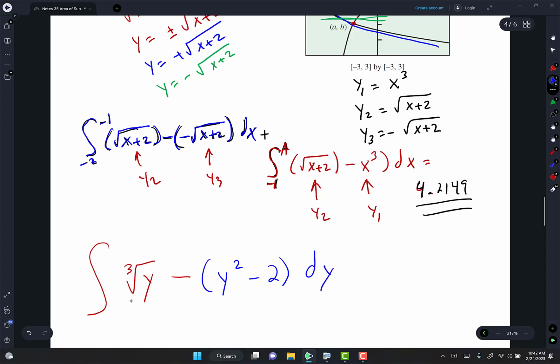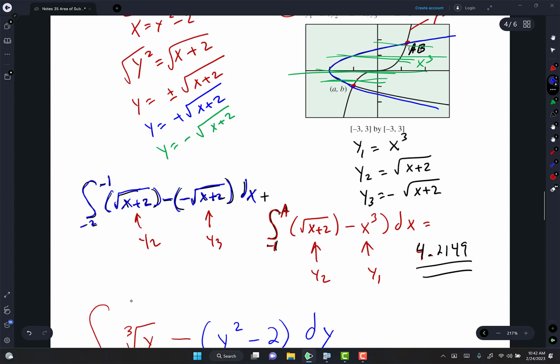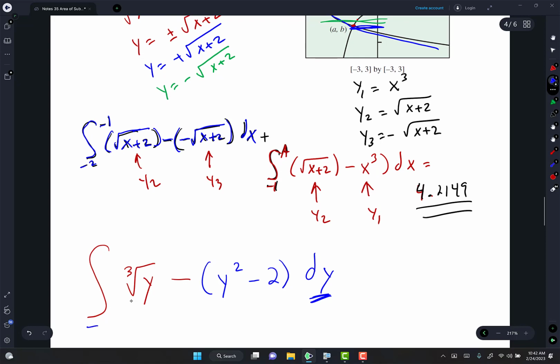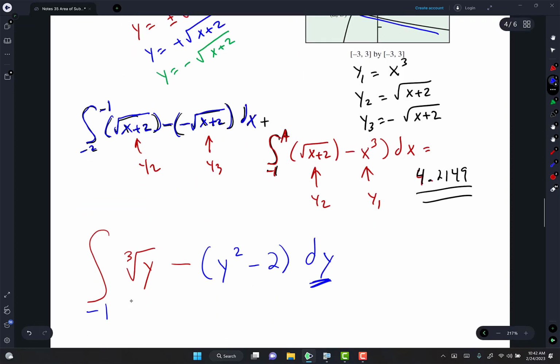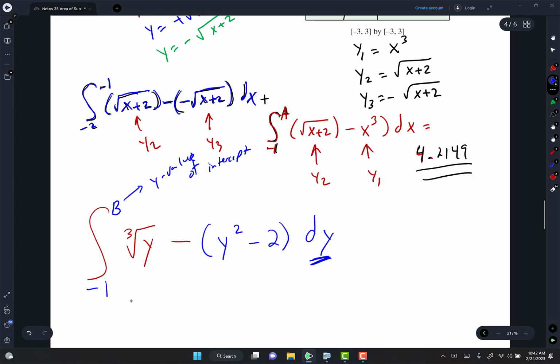Now I need my new limits. I'm integrating in respect to what variable? Y. So what is the y value down here? Negative 1. The y value up here, I use what letter? B. So I'm going to put B. And that is the y value of the intercept, where the two curves intersect. Are we still okay? Now, that's it, guys. I'm done. I'm just going to type that in.